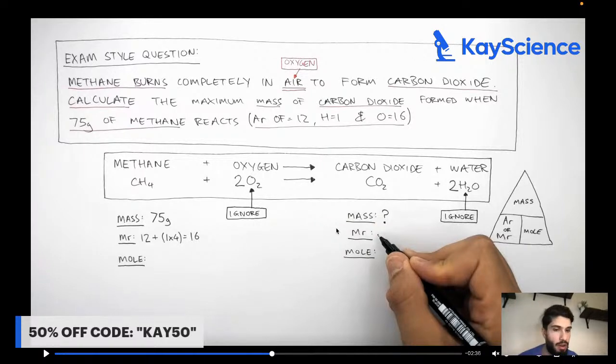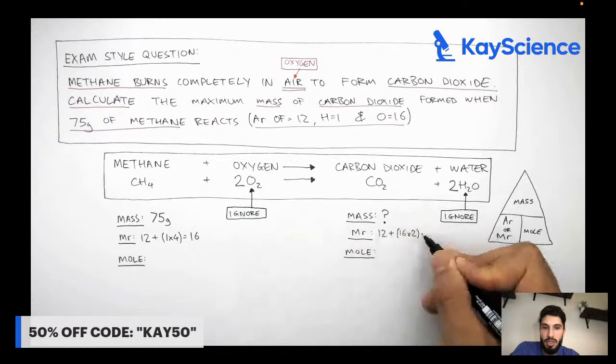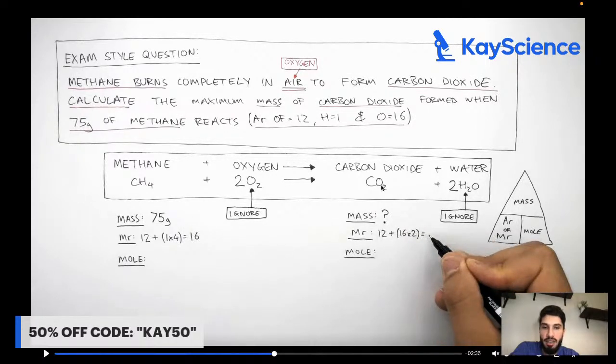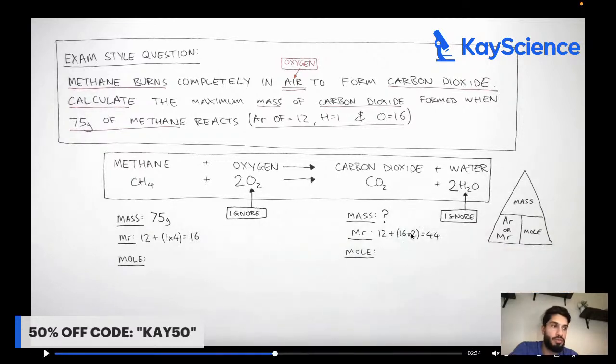Now, what's the MR of carbon dioxide? If you can't calculate the relative formula masses, you're going to need to go to another video and learn how to do this, okay? So the MR of carbon dioxide, well, the AR of carbon is 12, and the AR of oxygen is 16. There's 1 atom of carbon, 2 atoms of oxygen. So it's 12 plus 16 times 2. So 12 plus 32 equals 44. So the MR of carbon dioxide is 44.